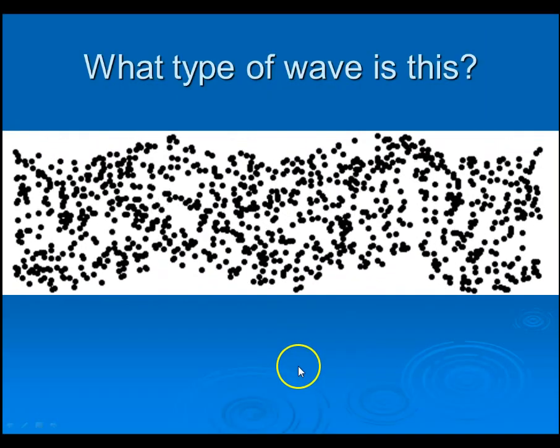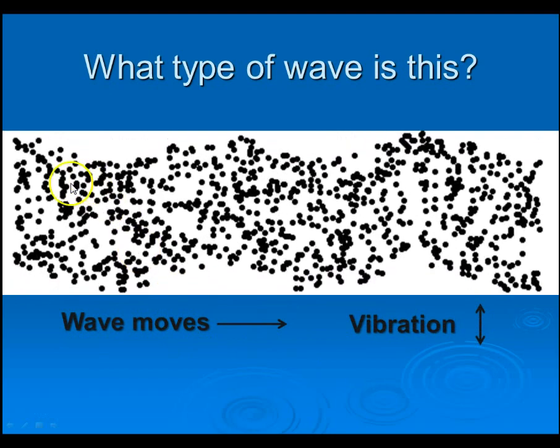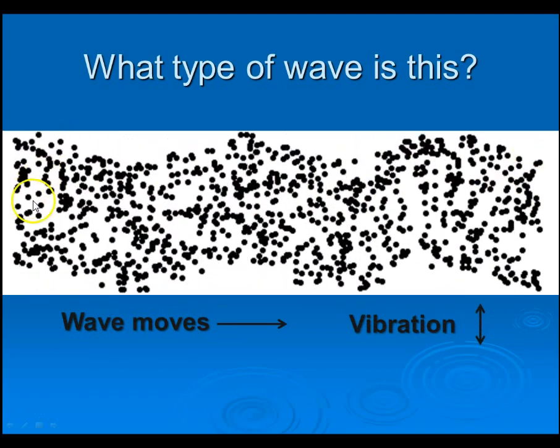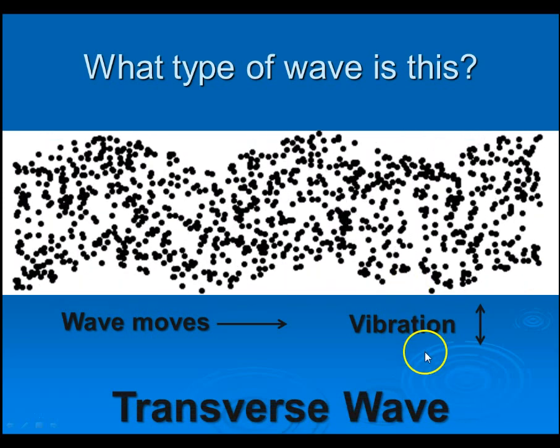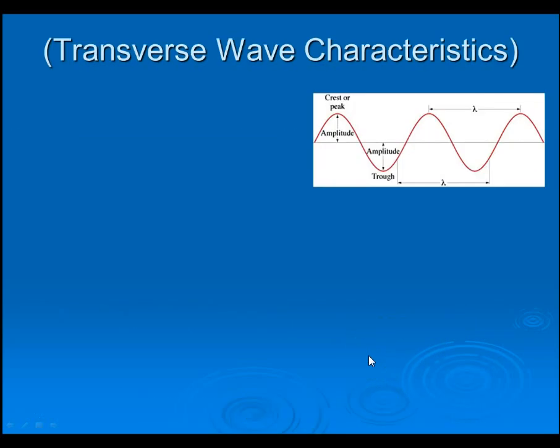So, quiz. What kind of wave is this? Well, you can see the wave is kind of moving to the right and the vibration is up and down. In that case, that is a transverse wave. They are perpendicular to one another.